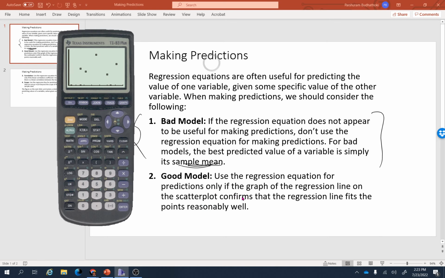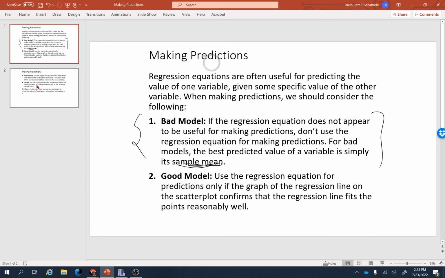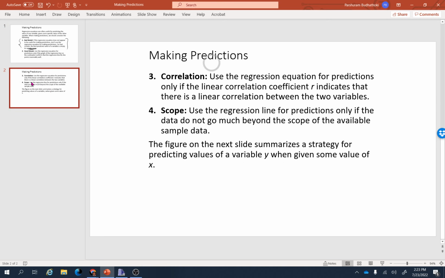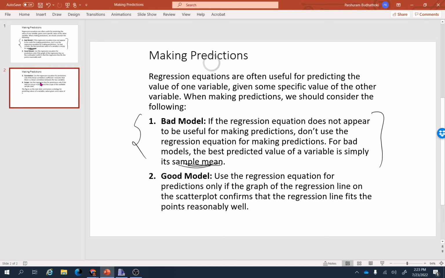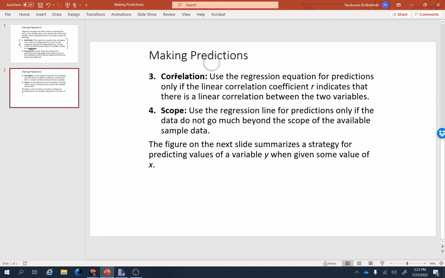So the scatter plot confirms that, as you can see here, to be a good model, use the regression equation for prediction only if the graph of the regression line fits the scatter plot. So it has to be somehow a line, but it's not a line. Okay, so it's not a good model. There are other ways to find out whether it's a good model or not, but one reason is enough.